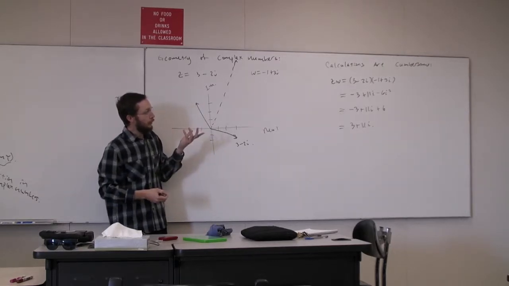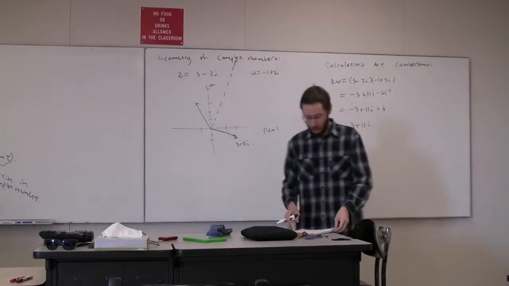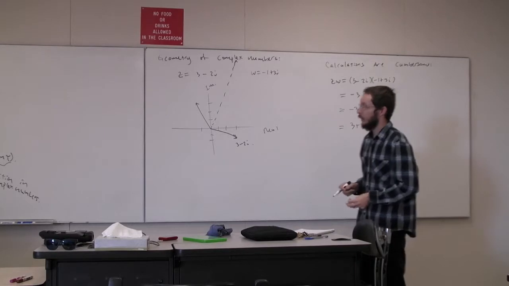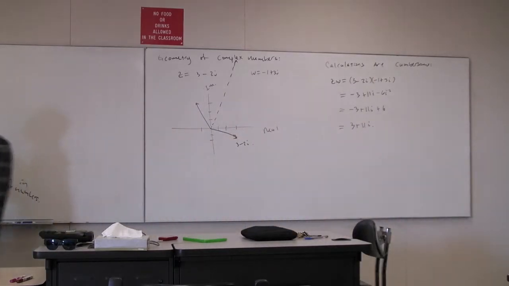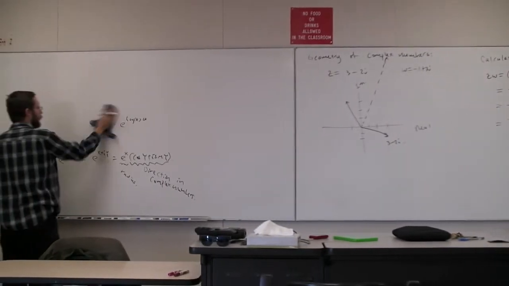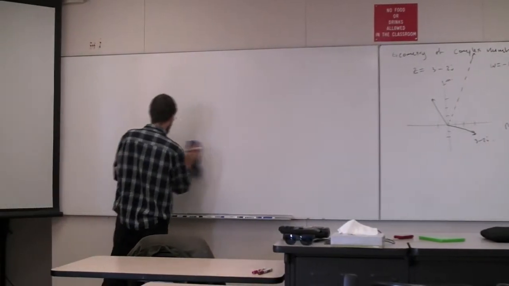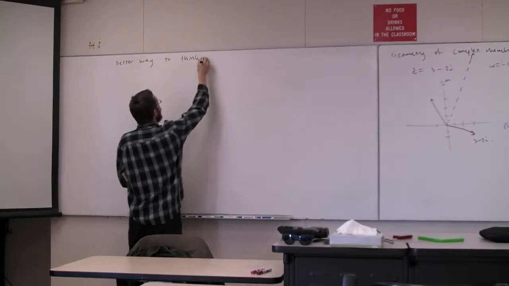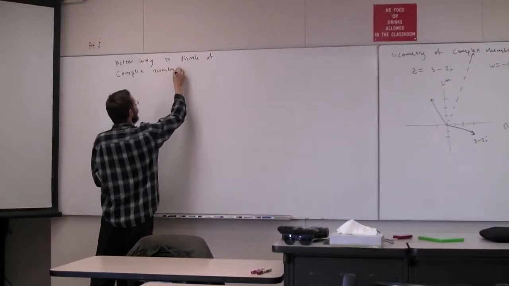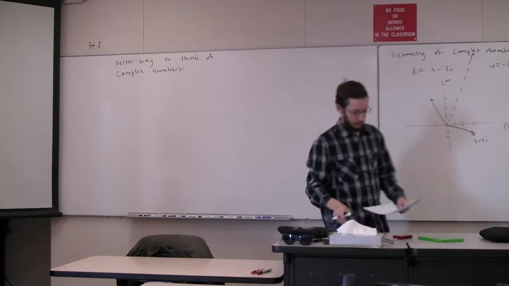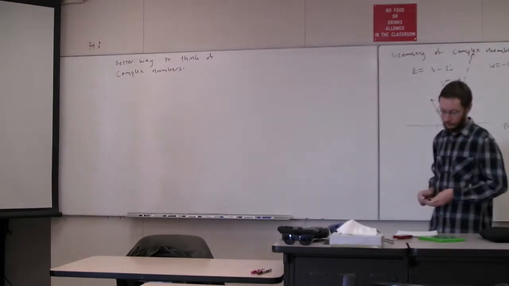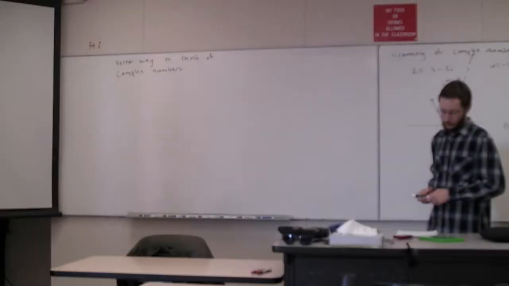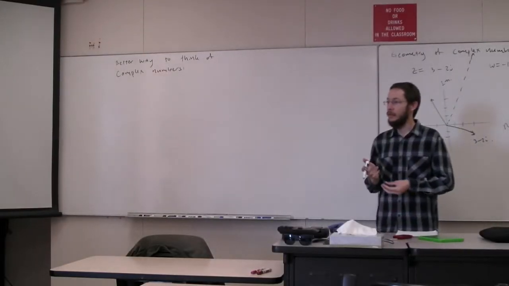And so there's a better way of interpreting complex numbers, which is the polar form of complex numbers, right? And so this is literally just exactly what we've seen from basic calculus.